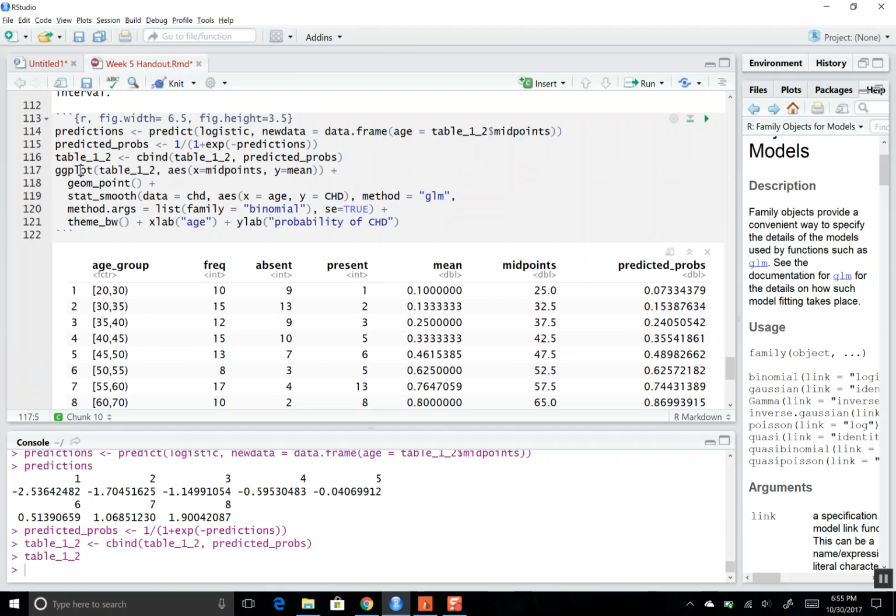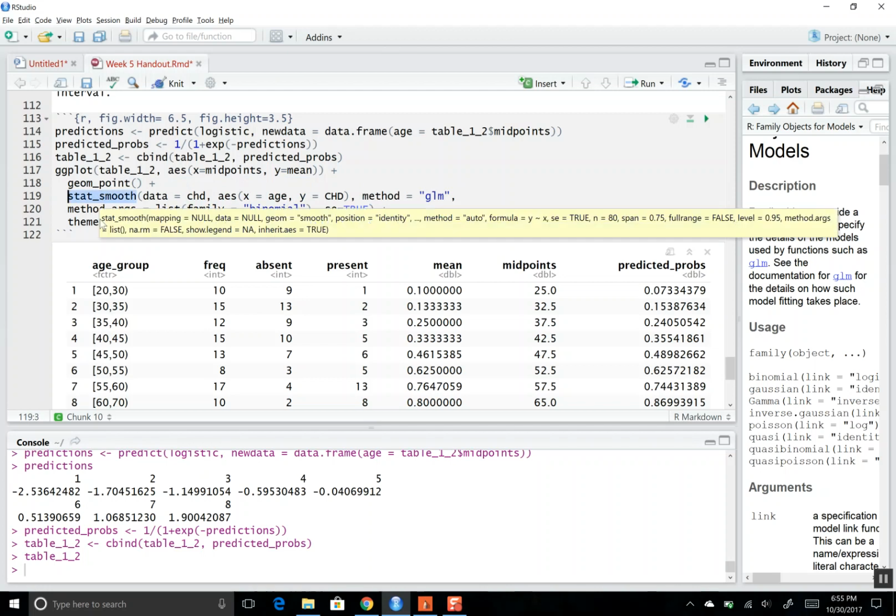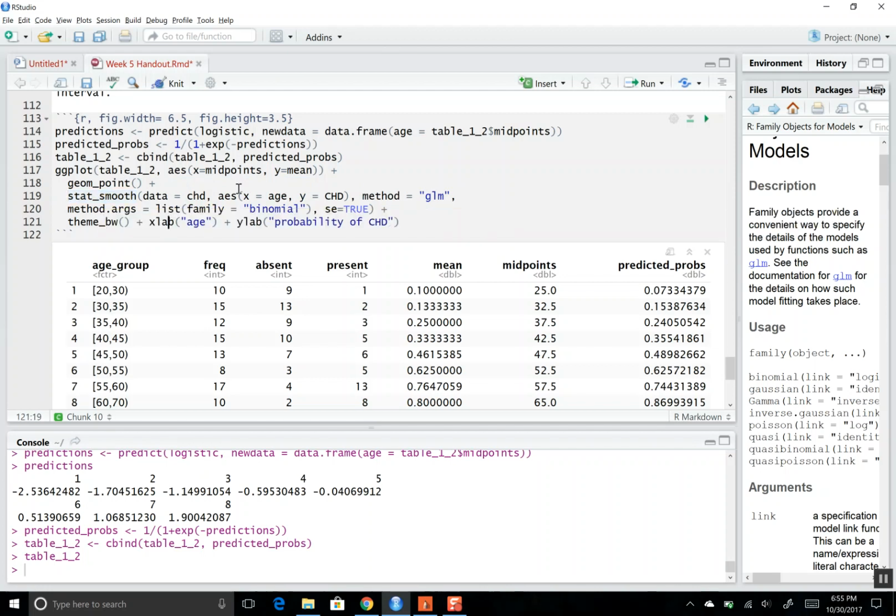To create a plot of this, we are going to plot these points, the plotting midpoints, 25 and mean. So these are our summary data points that will be plotted. We want to plot a smooth curve, okay? And this is done using StatSmooth. So ggplot will fit its own GLM method here. So we say method is GLM, and we give it the argument that the family is binomial, okay?